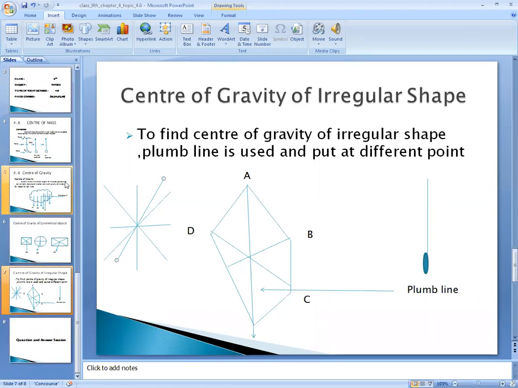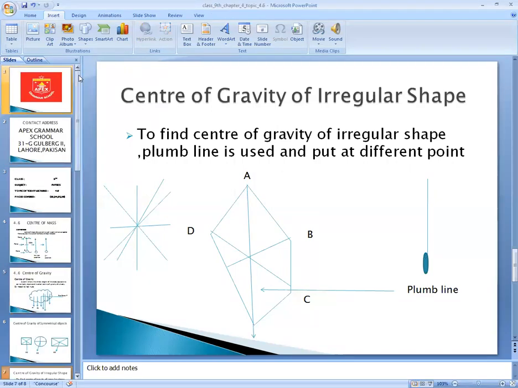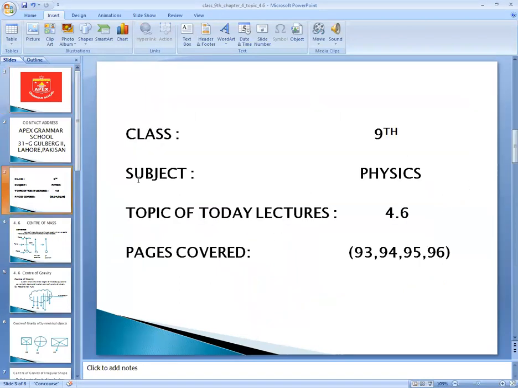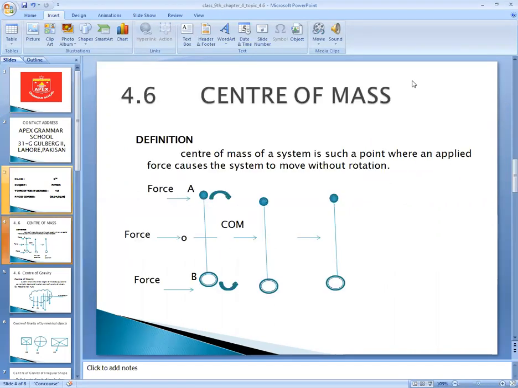So guys, this is the end of my lecture, center of gravity of irregular shape. Now I revise this lecture to you again, then we start today's students. What we did, we covered the topic 4.6 pages. We covered today 93, 94, 95, and 96. First of all, I gave you the concept of center of mass.